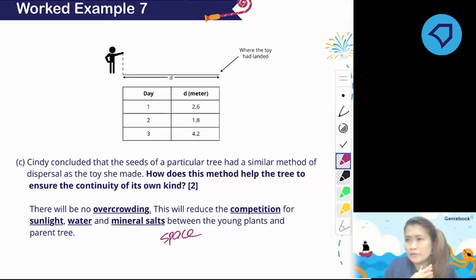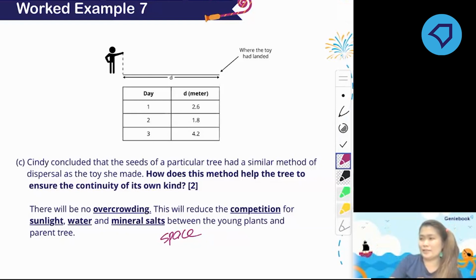Leah is asking, is it like overpopulation? Something similar, but overpopulation, we tend to use it more for animals. Actually, for all species, but plants wise is slightly more specific in terms of overcrowding.